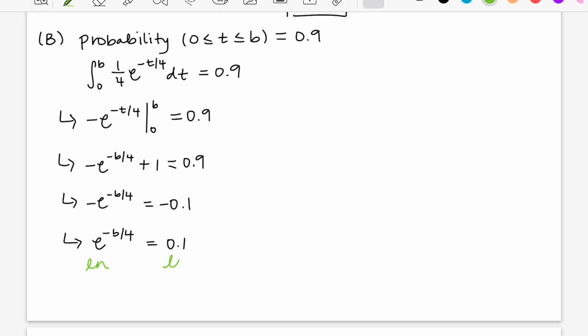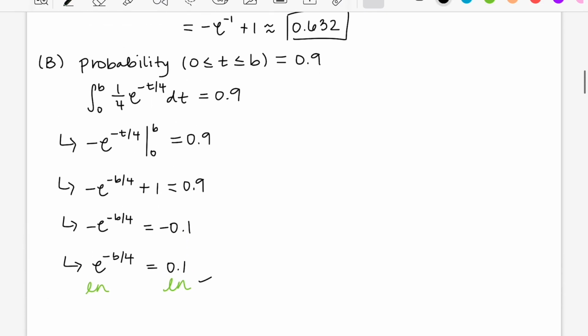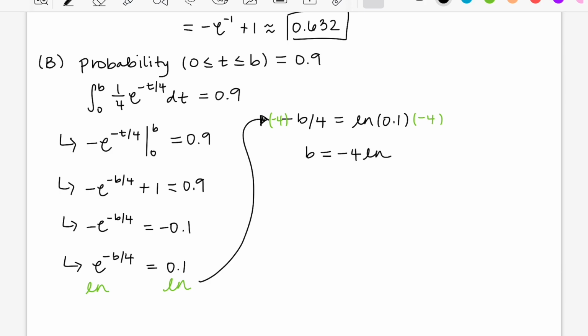Now, if I take the ln on both sides, we'll just get negative b over 4 is equal to ln of 0.1. Now to solve for b here, I'll multiply both sides of this equation by negative 4. So I'll get b by itself is going to be equal to negative 4 times ln of 0.1. And so this tells us that b is roughly equal to 9.21.